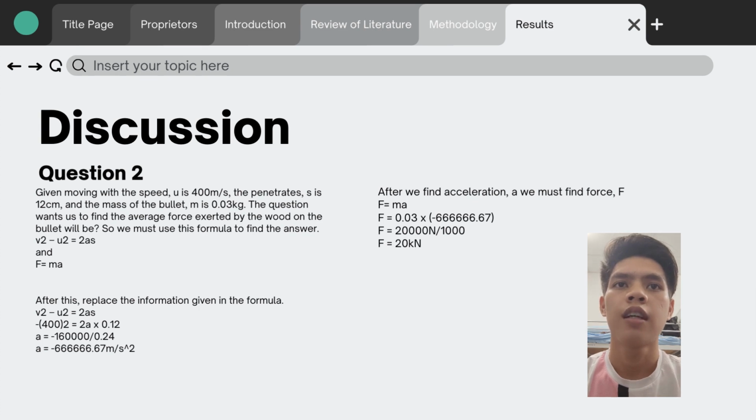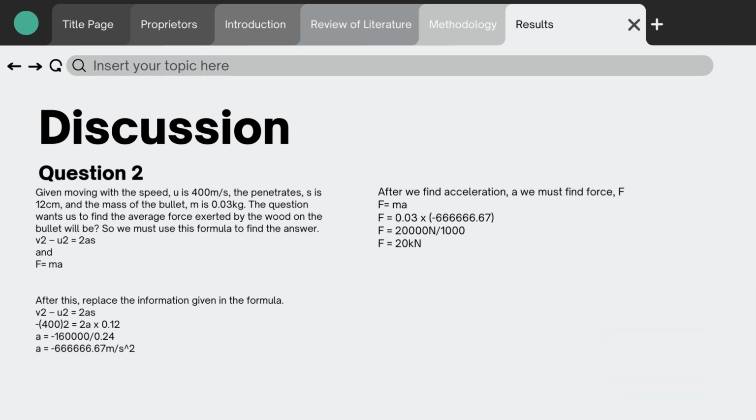After we find acceleration, we must find force. F equals ma. So 0.03 times negative 666.67 in bracket, 2000 Newton per 1000. So the answer is 20 kilonewton.